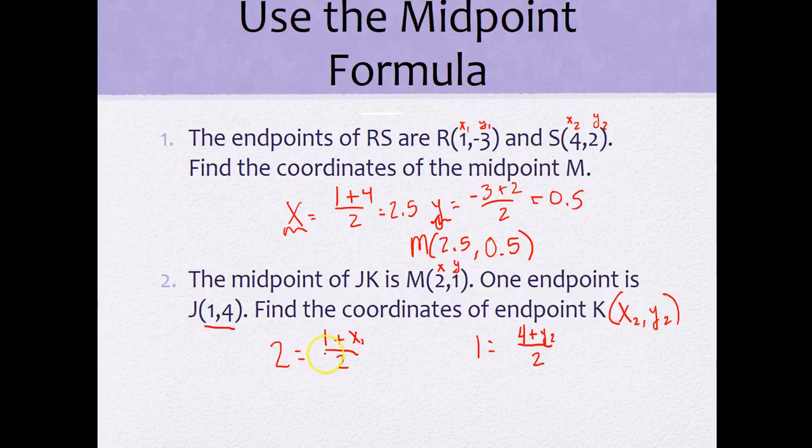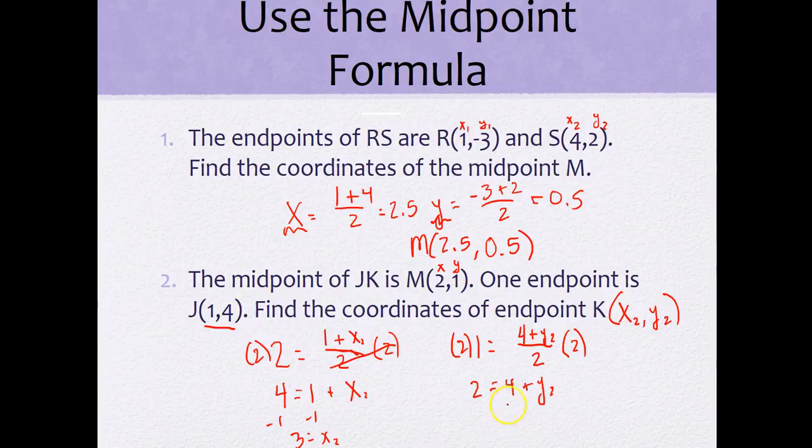So on this one part, we're dividing by 2, so to get rid of that, I multiply both sides of my equation by 2, so these cancel out. So I have 4 equals 1 plus x2, subtract 1, 3 is my x value of my endpoint. So same thing for the y's, I'm going to multiply by 2, so I get 2 equals 4 plus the y value I'm looking for, subtract 4, and negative 2 is my y value.